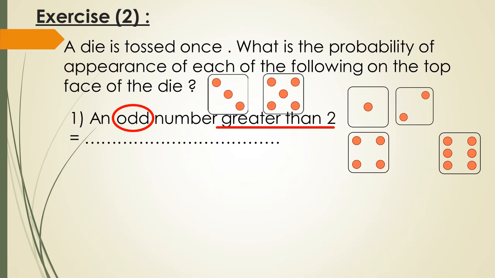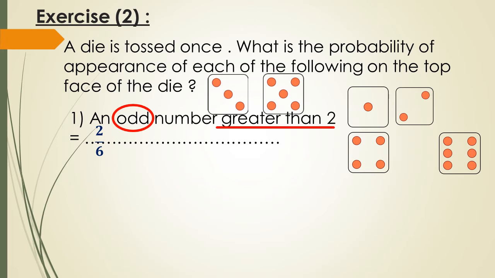So count the number of the faces here. How many numbers do we have? 2. Or how many faces do we have? 2. So it will be 2 over 6. Why 6? Because the total number of faces of the die is 6. So the answer will be 2 over 6.